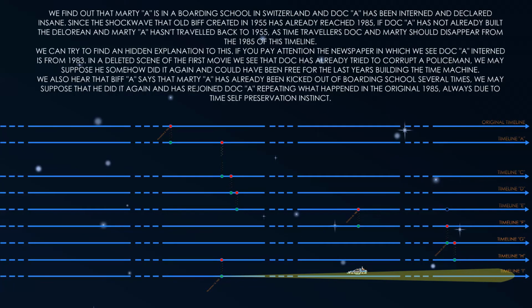declared insane. Since the shockwave that old Biff created in 1955 has already reached 1985, if Doc, A, has not already built the DeLorean and Marty, A, hasn't traveled back to 1955, as time travelers Doc and Marty should disappear from the 1985 of this timeline. We can try to find a hidden explanation to this.